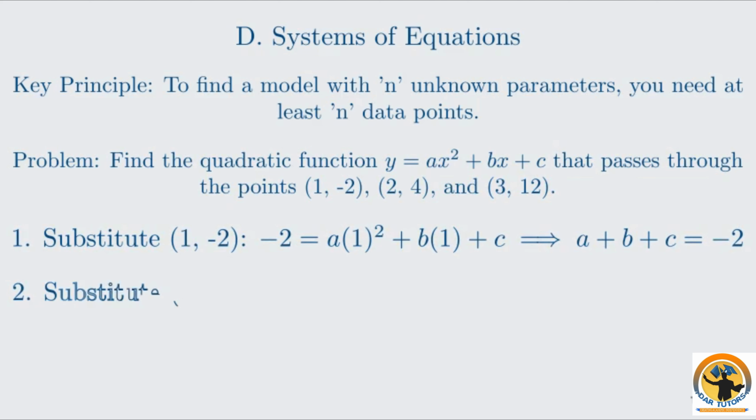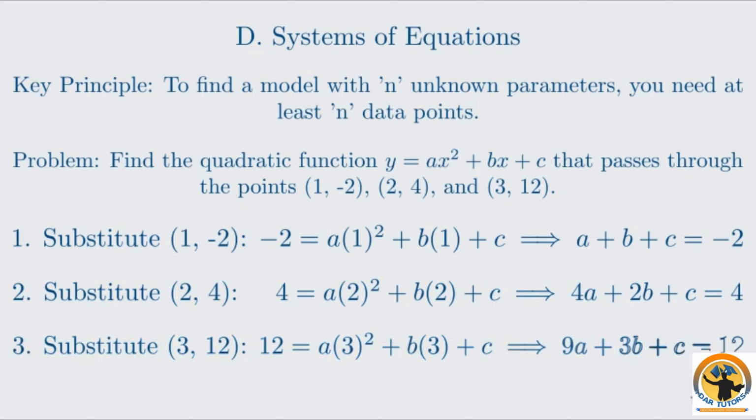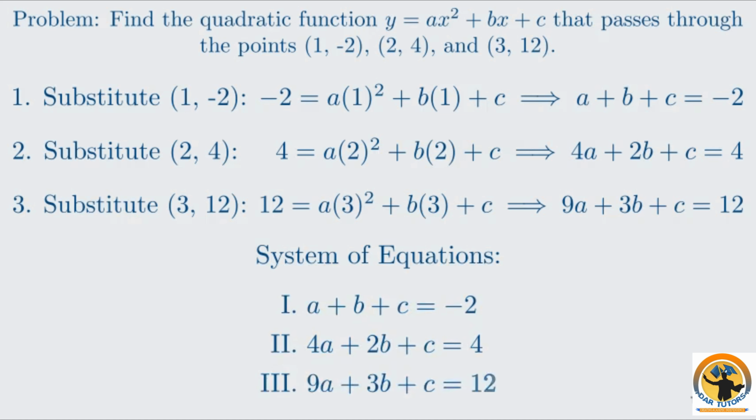Using point (2, 4), we get 4 = 4a + 2b + c. And using point (3, 12), we get 12 = 9a + 3b + c. This gives us a system of 3 linear equations with 3 unknowns. This system can be solved using various methods. In your IB exams, you are expected to be proficient in using a graphics calculator for this purpose.